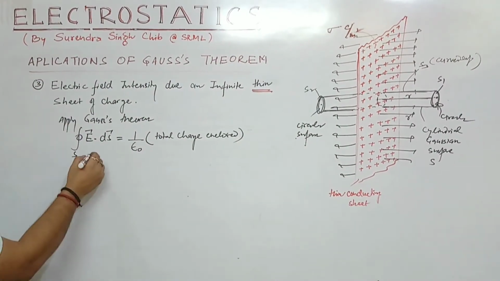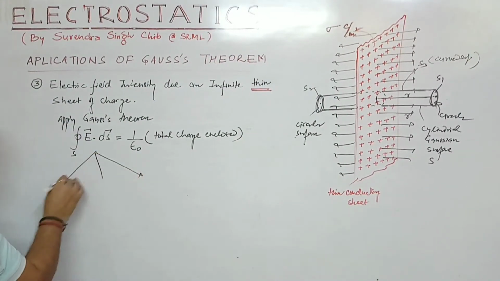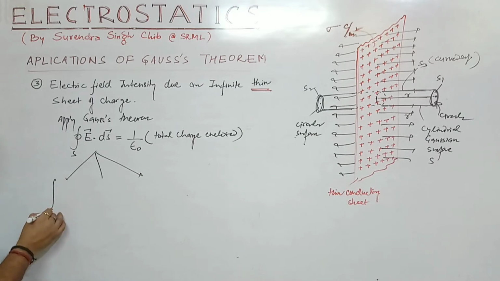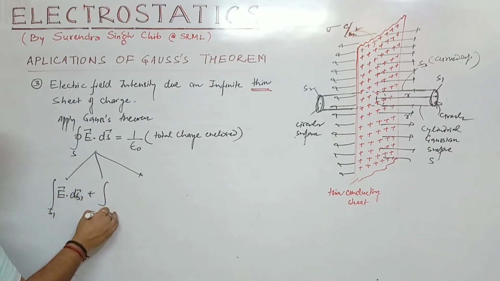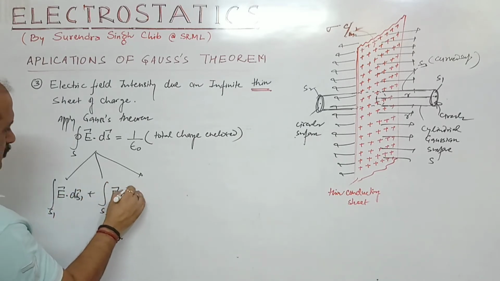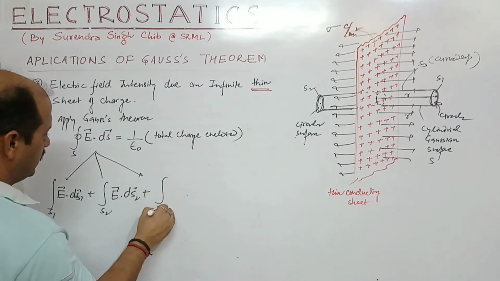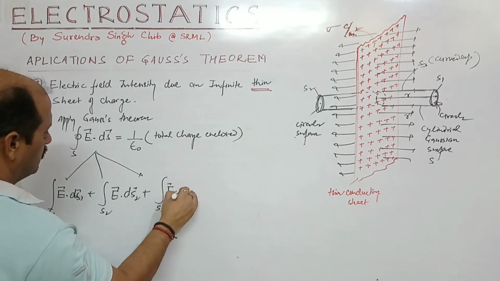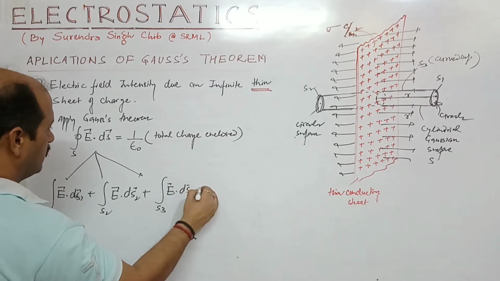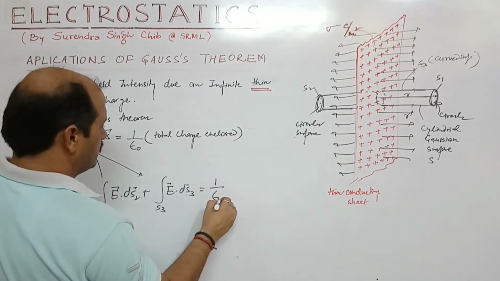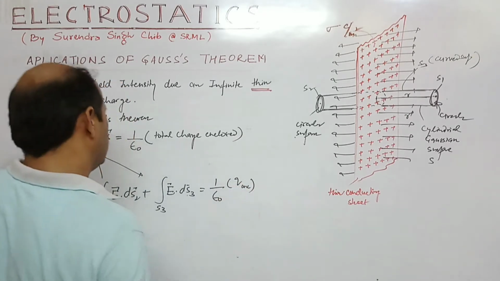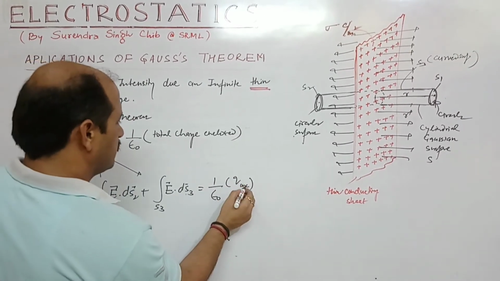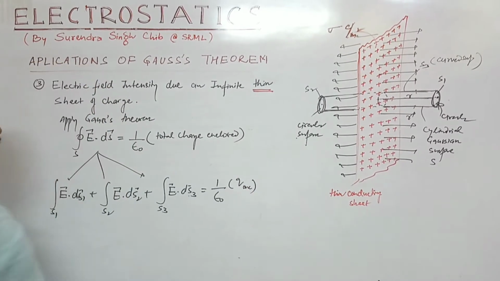So we have to divide this into three parts. Again, what is the first? Integral over S1 of E dot dS1 plus integral over S2 of E dot dS2 plus integral over S3 of E dot dS3 equals 1 upon epsilon naught times total charge enclosed. We can write Q enclosed as Q_enc, that is, charge enclosed.